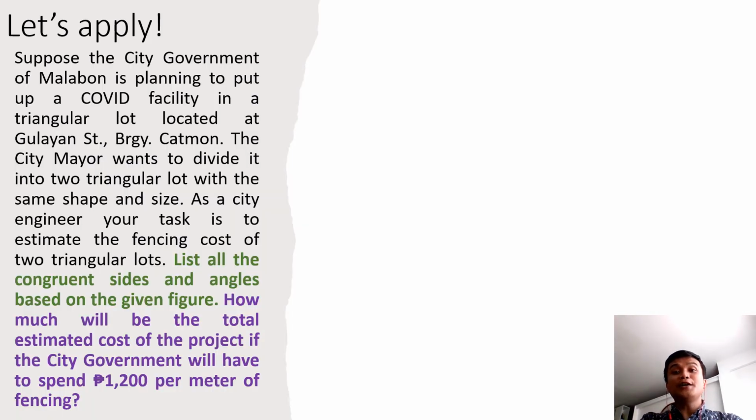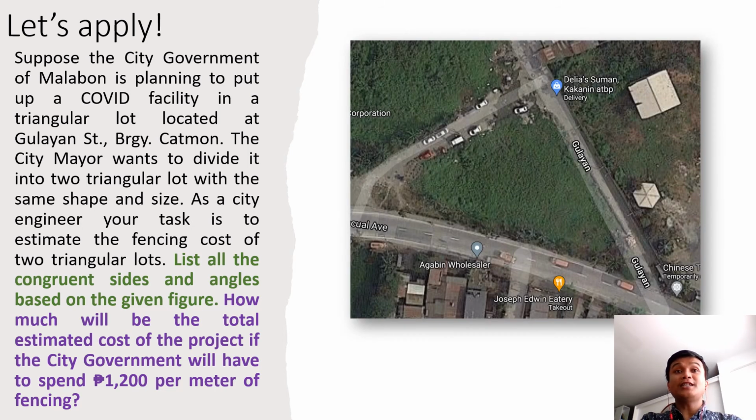Okay, let's take a look at this problem. Suppose the city government of Malabon is planning to put up a COVID facility in a triangular lot located at Gulayan Street, Barangay Katmon. The city mayor wants to divide it into two triangular lots with the same shape and size. As a city engineer, your task is to estimate the fencing cost of the two triangular lots.